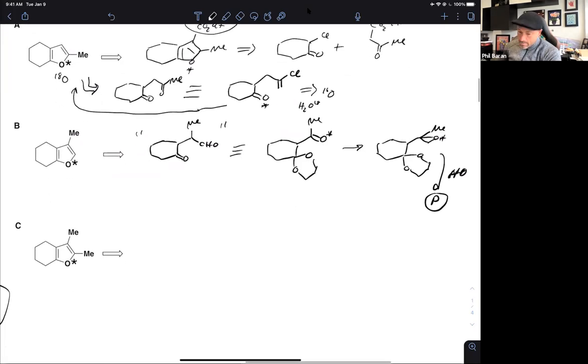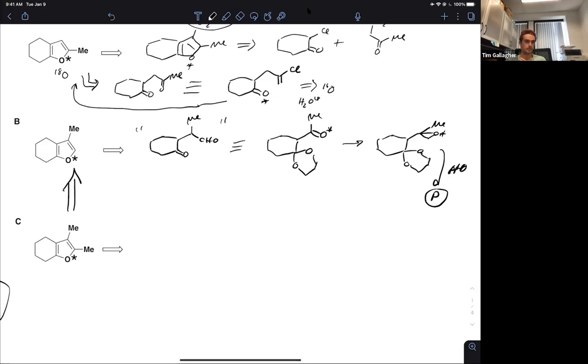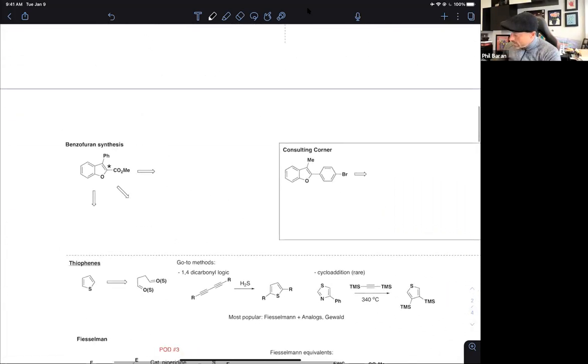How about this last one? Tiffany, Tim, Stone, Aaron, Weetree are remaining radiochemists. Anyone want to opine on how you could make this one? Just methylate B. Huh. And butylene methyl halide. Awesome. Brilliant. All right, let's move on to benzofurans.